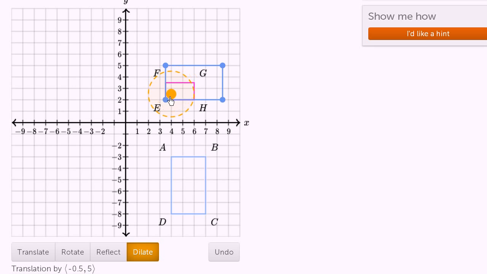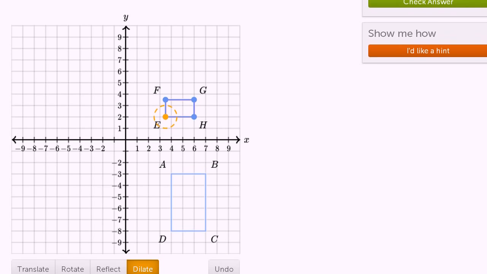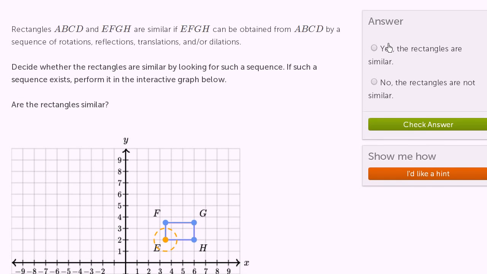And so let me put it where I want to, on what I want to not change. And then let me see if I can scale this down. And I was able to. So through just purely translations, rotations, and dilations, I didn't even have to use the reflections, I was able to make these sit on top of each other. So these two figures are similar. So yes, the rectangles are similar.